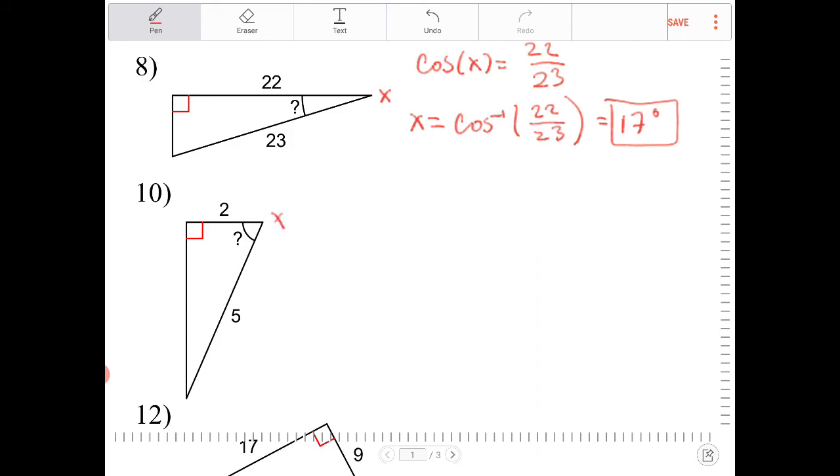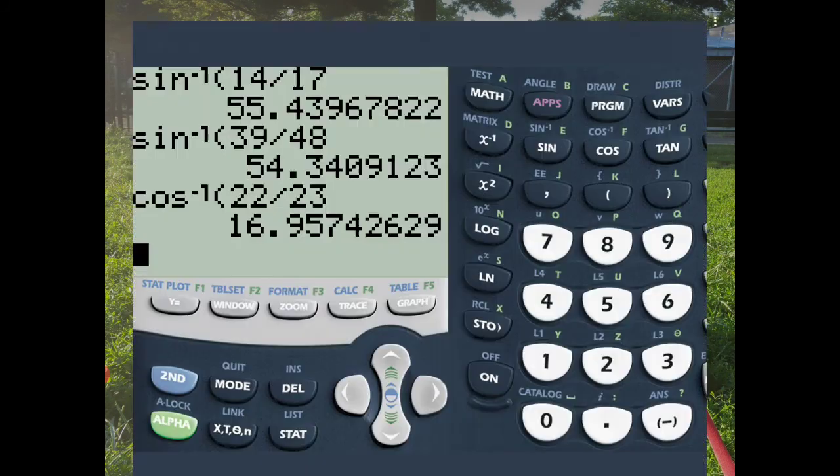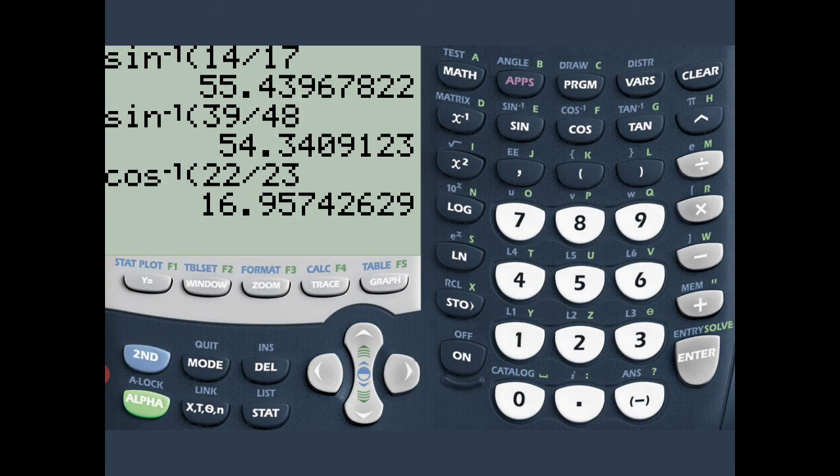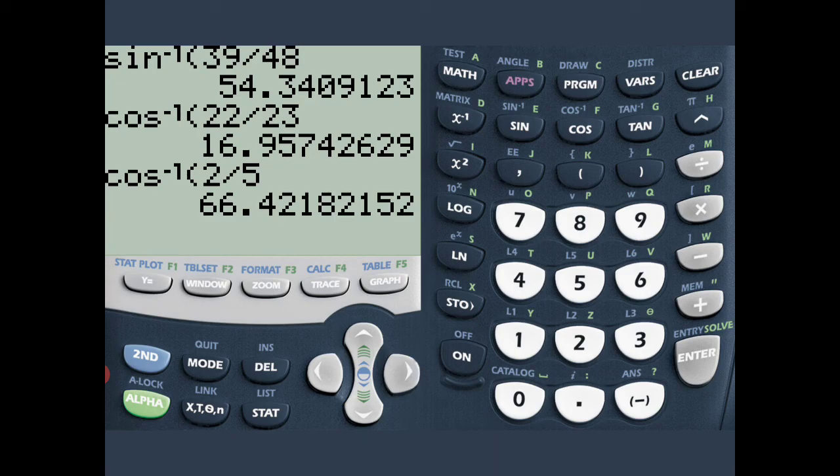Again, 2 is adjacent to x, so I have a cosine, which would be 2/5. x is equal to arccosine of 2/5, which is 66 degrees.